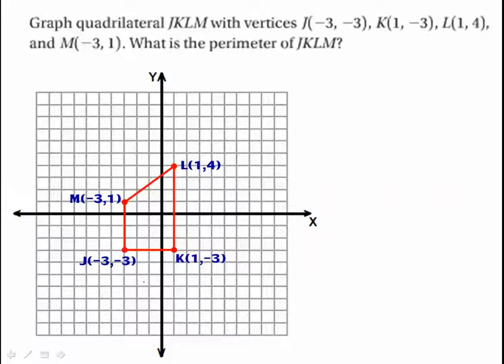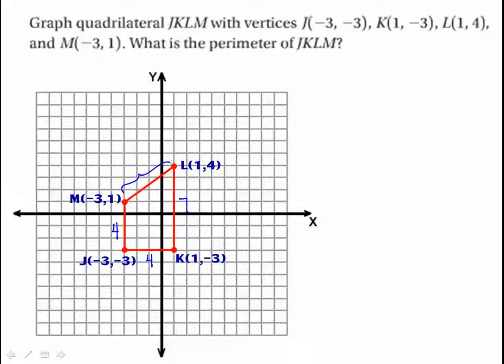Once you've had a chance to graph each of those points, we're going to look at finding the perimeter of this figure. In order to find the perimeter of this figure, we need to know the length of each of these sides. Keep in mind that as long as a segment is vertical or horizontal, you can easily count the units. So from M to J, I can easily count to be 4 units. From J to K is again 4 units. And from K to L, we can count and find that it's 7 units.